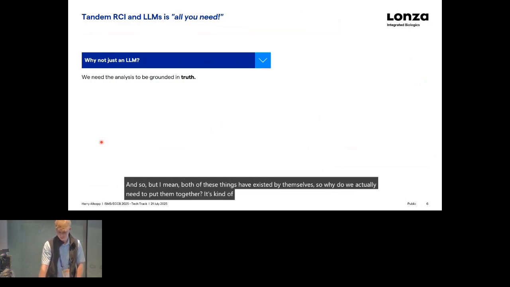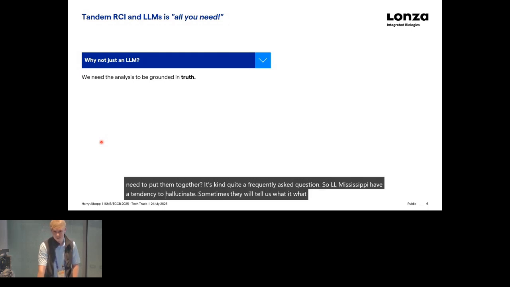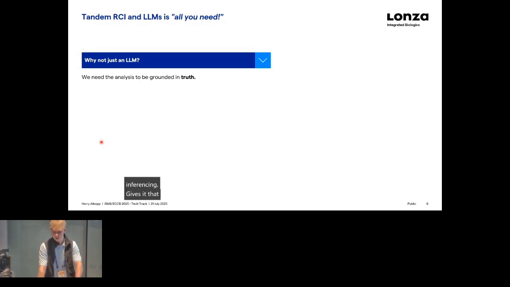But both of these things have existed by themselves, so why do we actually need to put them together? It's quite a frequently asked question. LLMs have a tendency to hallucinate sometimes. They will tell us what they think we want to know. If we ask them to find us biomarkers, they'll find a way to find us biomarkers, even if they're not of any use. So pairing it with the statistical rigor of the causality inferencing gives it that grounding in truth, so we can always guardrail it.